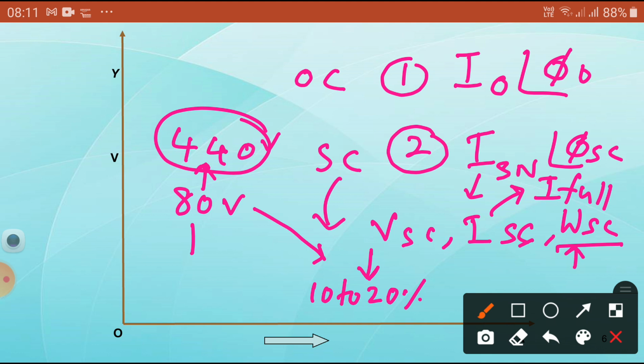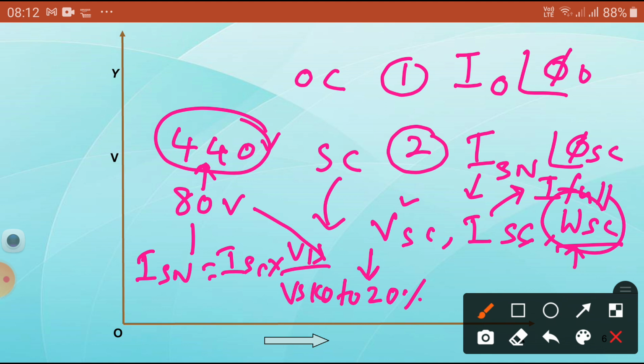What we have seen in previous classes is that ISN is equal to ISC times the rated voltage, 440, divided by VSC, the voltage we get in the test. That gives the current ISN. We already saw this in the previous class. Now, from 1 and 2, we will draw one thing.